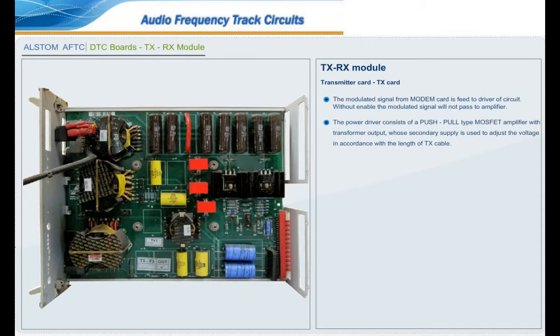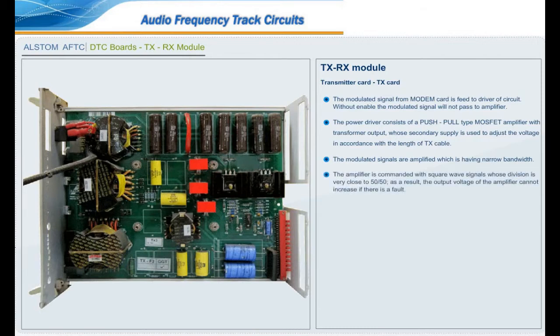The power driver consists of a push-pull type MOSFET amplifier with transformer output, whose secondary supply is used to adjust the voltage in accordance with the length of TX cable. The modulated signals are amplified, which has a narrow bandwidth. The amplifier is commanded with square wave signals whose division is very close to 50 by 50. As a result, the output voltage of the amplifier cannot increase if there is a fault.